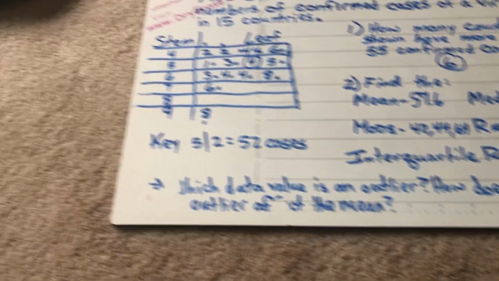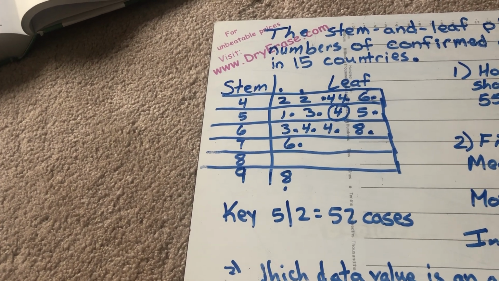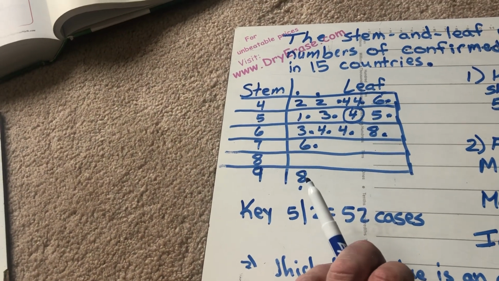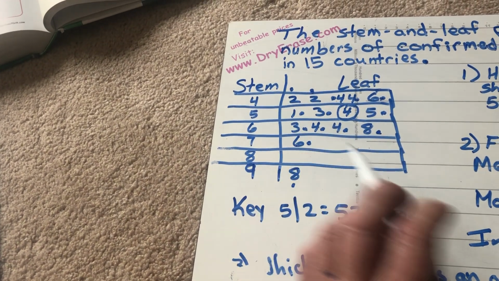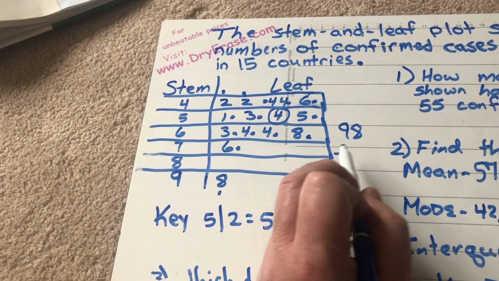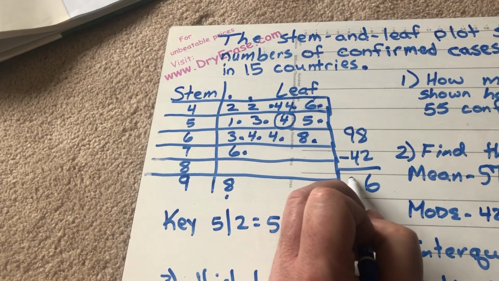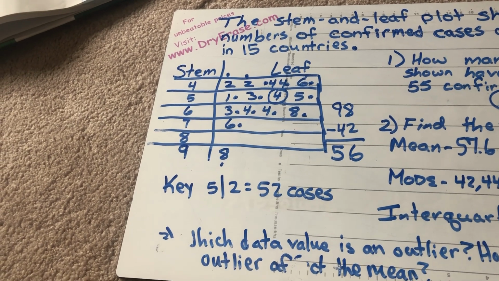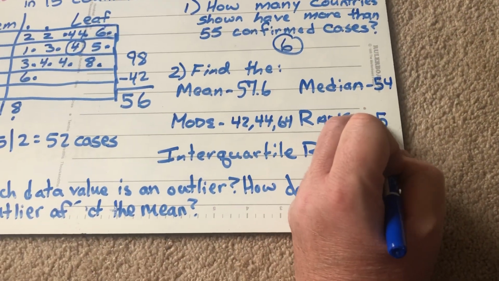Now, the range, remember, is going to be the difference between the highest number and the lowest number. And so I've got 98 is the highest number, 42 is the lowest number. So I'm going to do 98 minus 42. 8 minus 2 is 6. 9 minus 4 is 5. I end up with 56. That is my range.